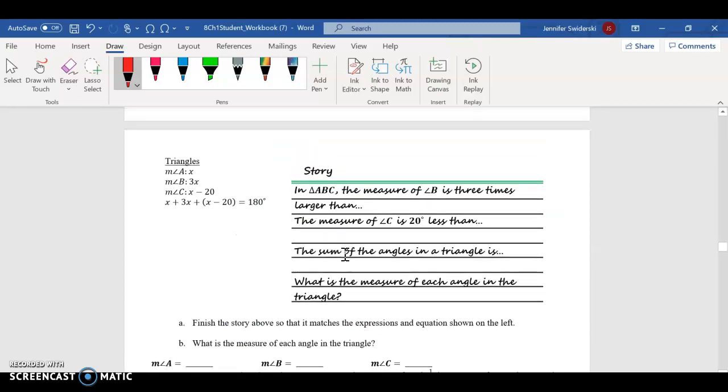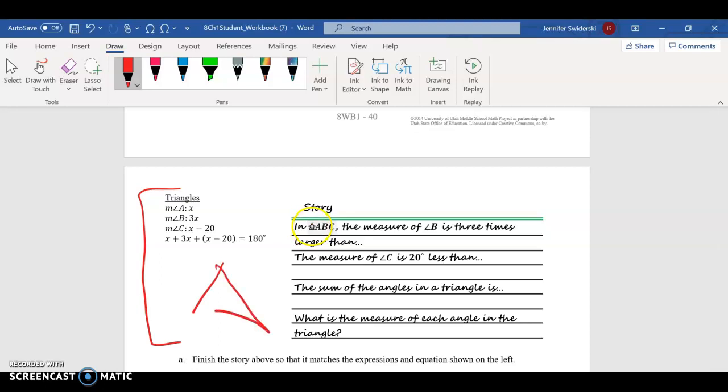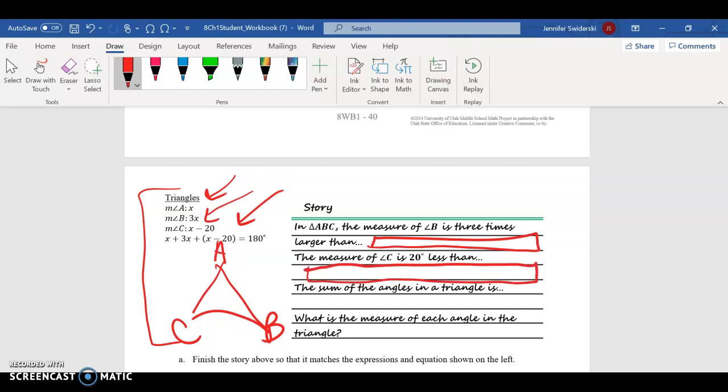Let's see. I'm going to have you also try this triangle one on your own. So here's what I'm going to say. It says story in triangle ABC. So here's my triangle, right? This is A, this is B, this is C. It says the measurement of angle B is 3 times larger than. What should go right here based on this problem right here? The measurement of angle C is 20 degrees less than. Go ahead and write what angle C is being compared to. What is it less than?